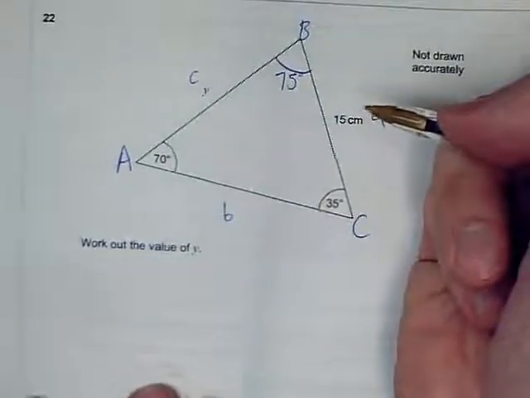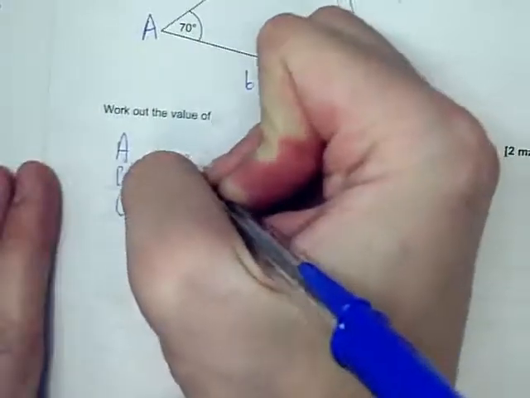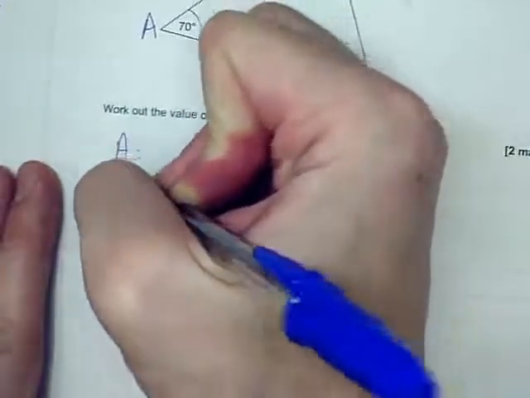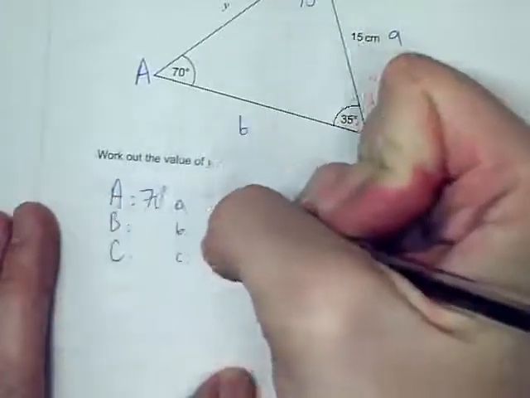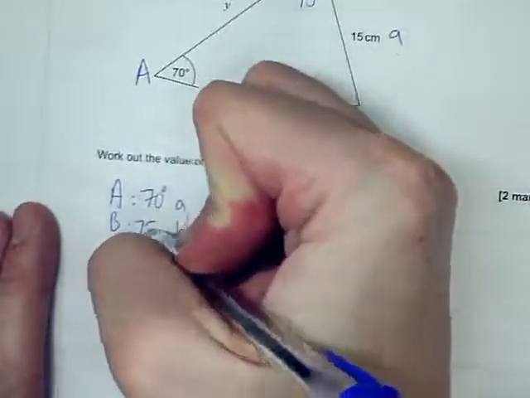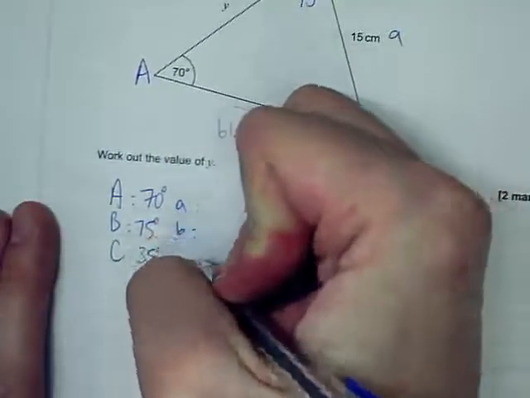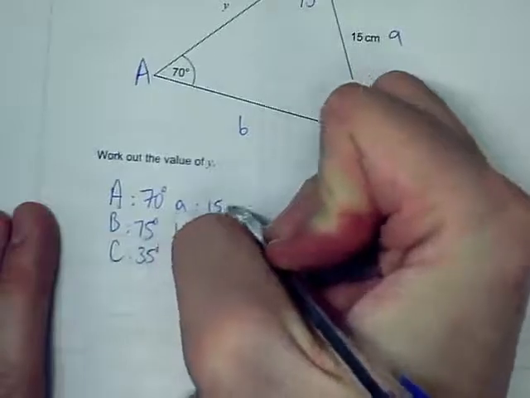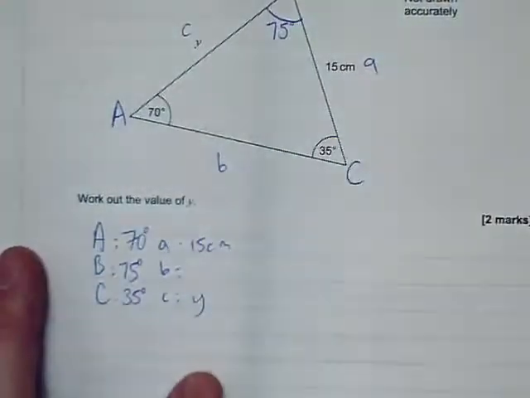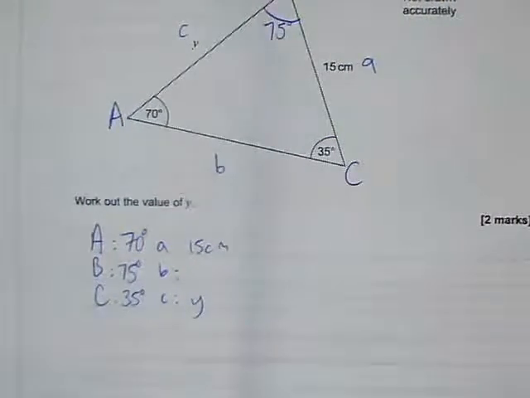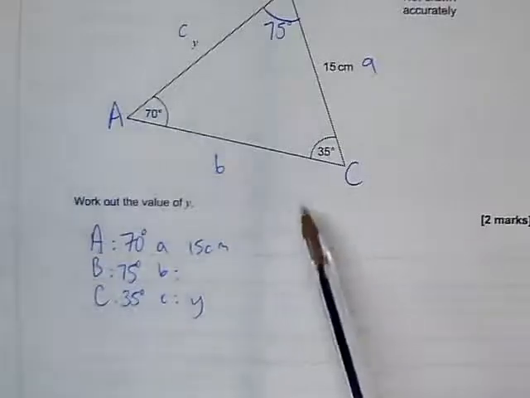Now, what I'd like to do is write a little list of what I've got. So I've got capital A, capital B, capital C. And I know that A is 70, B is 75, and C is 35 degrees, and lowercase a is 15 centimeters, b I don't know, and c is labelled y. Now the reason why I like to put it as a list is because this helps me choose whether I'm going to use a sine or cosine rule.